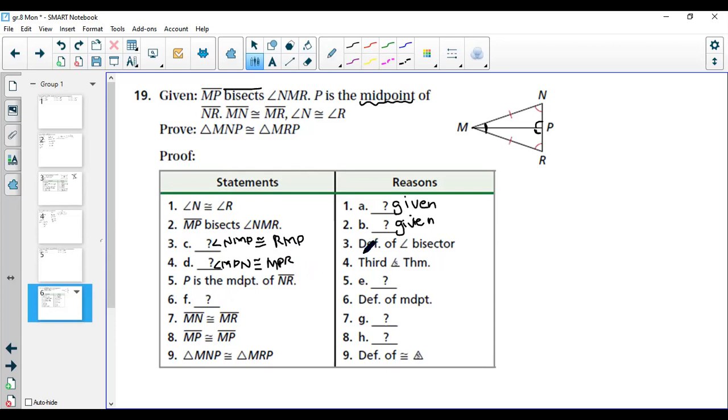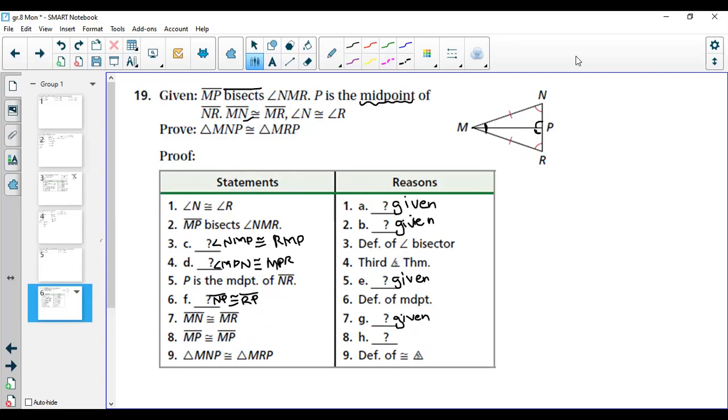P is the midpoint of NR. So P is the midpoint of NR is already given in the information. Now, which is the next definition of midpoint? What did they say? P is the midpoint. And because of this midpoint, what happened? Can we say that because of the midpoint, NP is equal to RP? That's what the midpoint did, right? So we could say segment NP is congruent to segment RP. Now, MN is congruent to MR. Why are we saying MN is congruent to MR? Here, it is given.